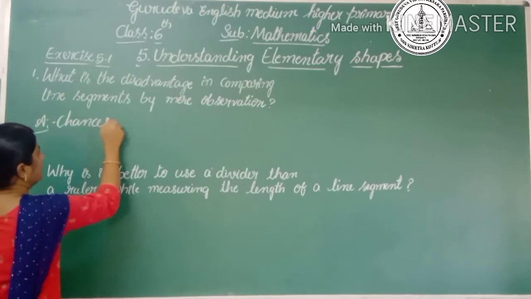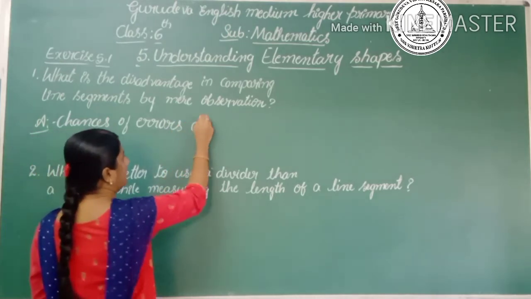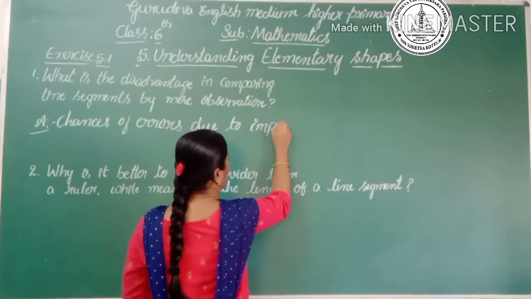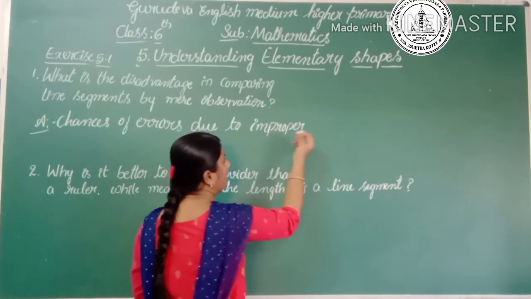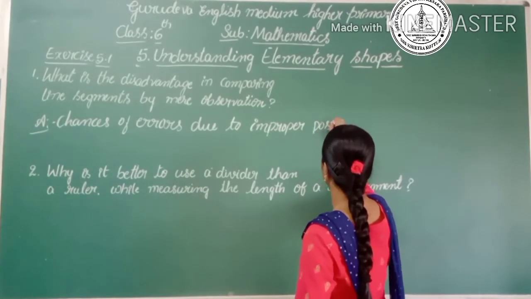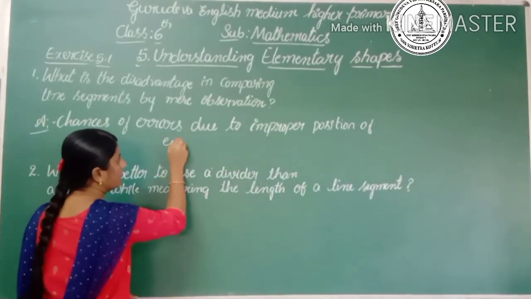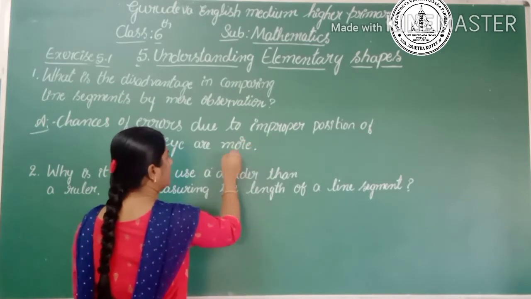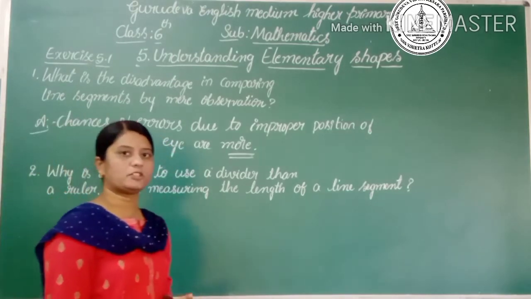Chances of errors, which means mistakes, due to improper viewing or position of the eye. Position of the eye errors are more. So it is the disadvantage while comparing line segments by the observation method.